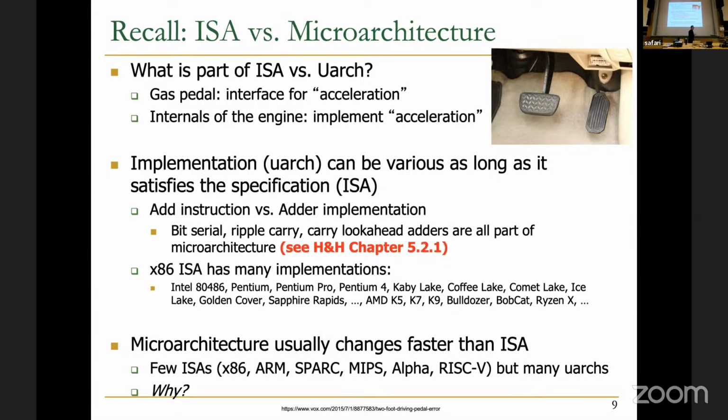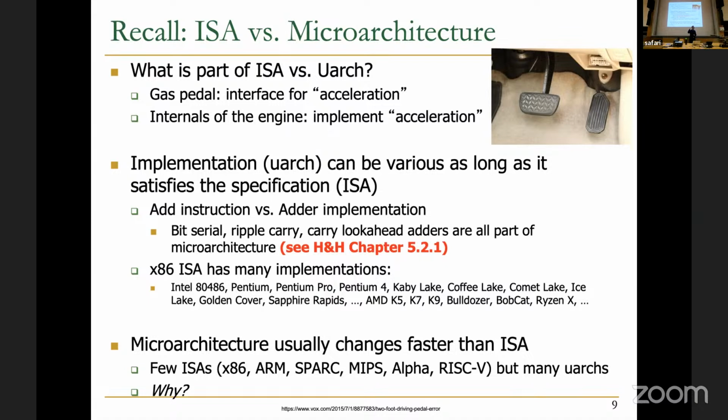But this says nothing about internally how the car is implemented, how that acceleration is implemented, right? And this is a very good analogy of the difference between ISA and microarchitecture, as we discussed. So you can think of the gas pedal as an add instruction. An add instruction is the interface. It specifies semantically that two registers need to be added to each other, and the destination register should get the result of the addition. It says nothing about underlying implementation, as we discussed. There could be many underlying implementations.